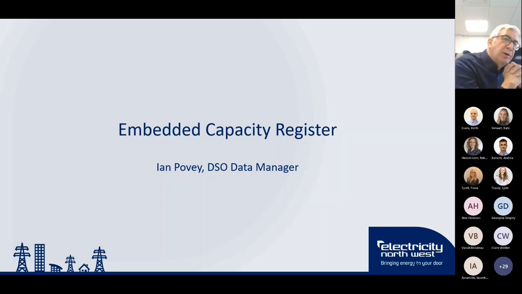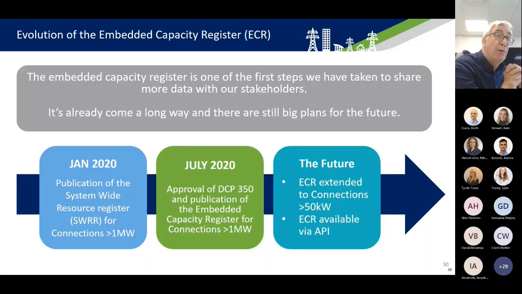And also at the moment, the embedded capacity register is just access to an Excel spreadsheet on our website. We've all agreed as DNOs that we will extend this, and we will actually make it available via an API. And we're hoping that the existing above 1 megawatt one will be available from January 2023 via an API. So that's the approximate history of the embedded capacity register.